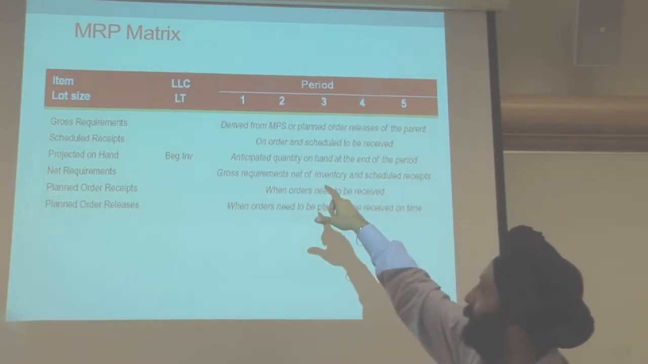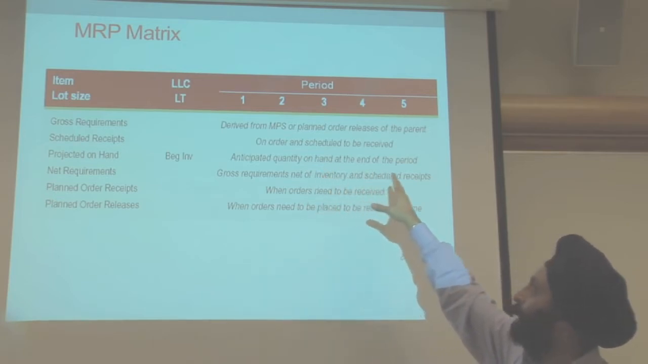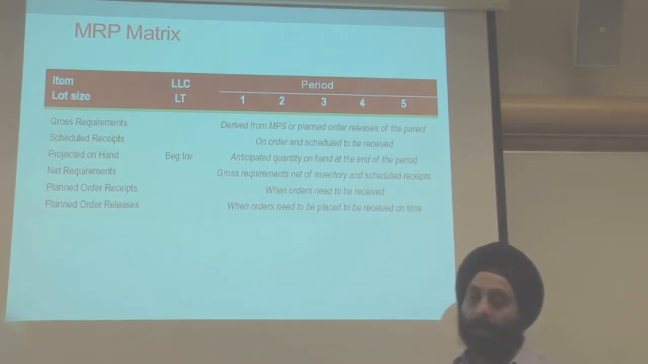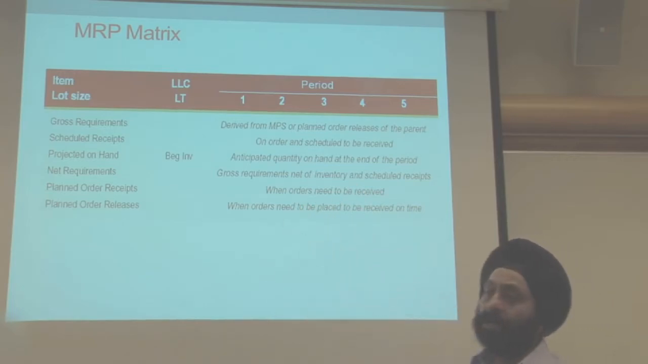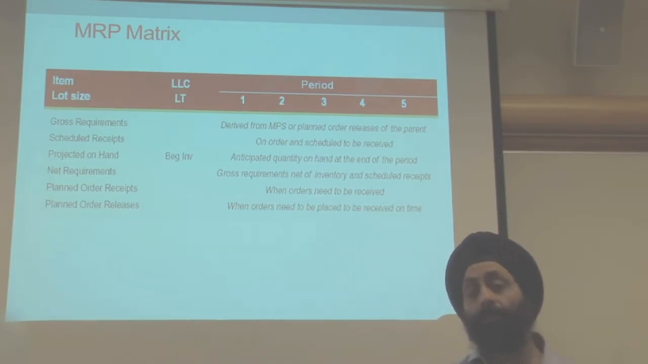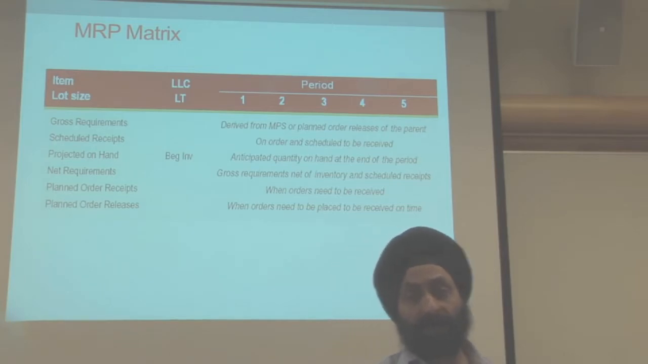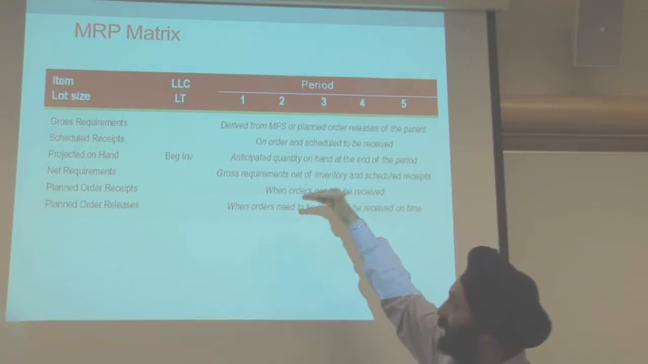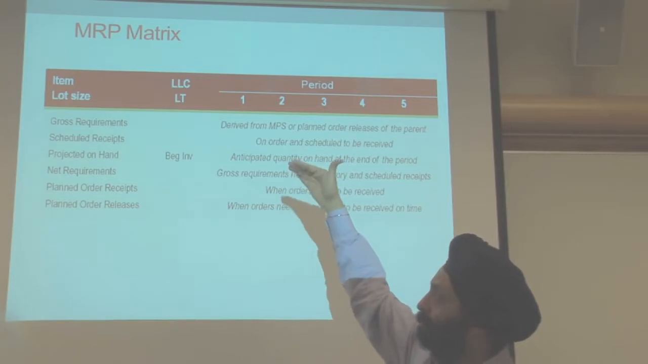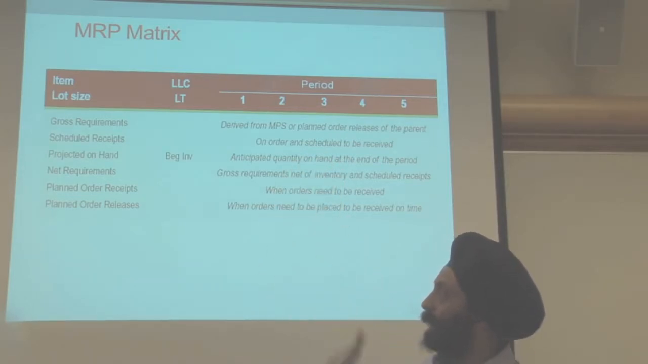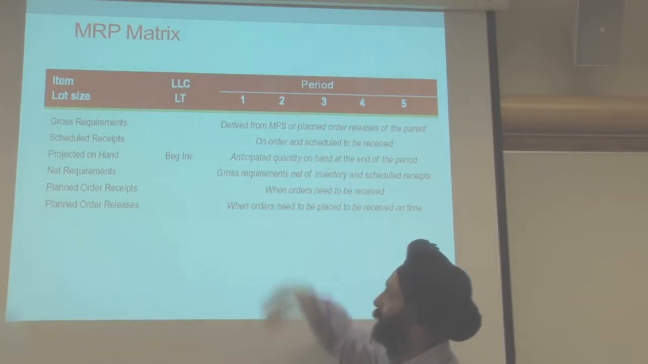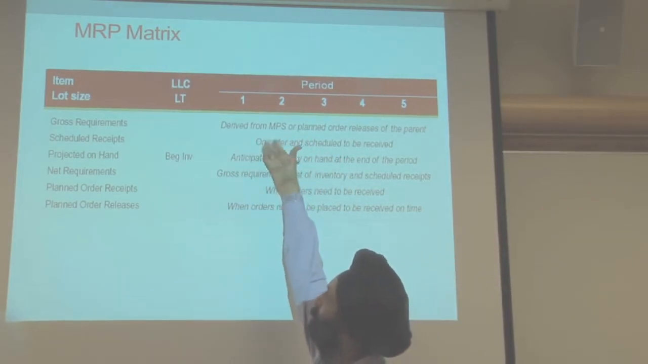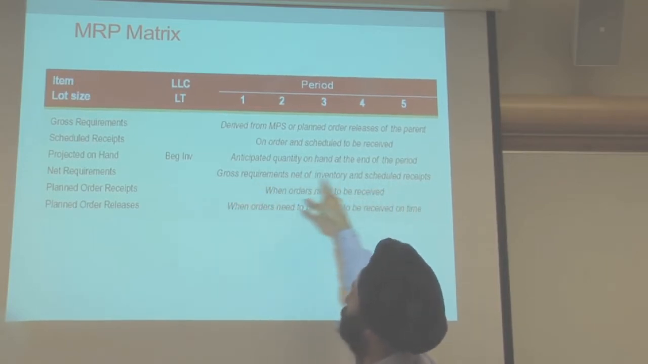Gross requirements are derived from master production schedule or planned order releases of the parent item. That is indicating how many units are demanded and at what time period. Scheduled receipts are things that are being scheduled to be received from outside vendors or from the supplier, so that you can subtract that from the gross requirement to calculate the net requirement. So in this case, use the gross requirement of inventory and scheduled receipt.